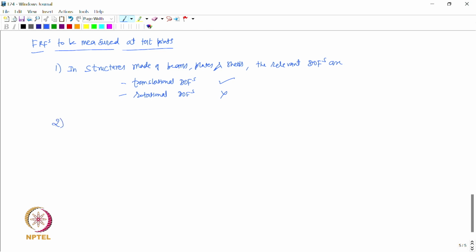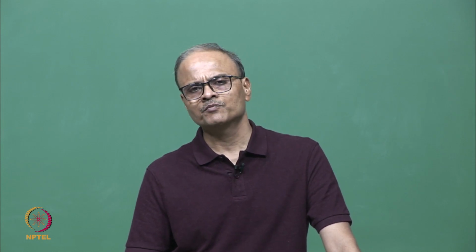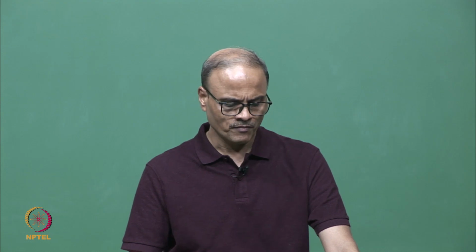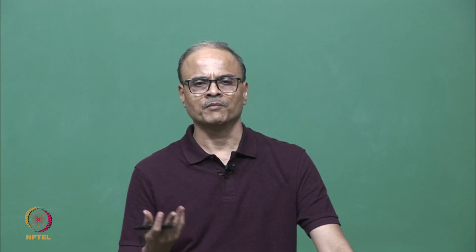Another decision that needs to be made: let us say we have n test points. Should we measure the full FRF matrix corresponding to n test points? Do we need to measure the full FRF matrix, because if there are n test points, we have an n by n FRF matrix corresponding to those test points. To answer this question, let us look at the FRF of a multi-degree of freedom system.